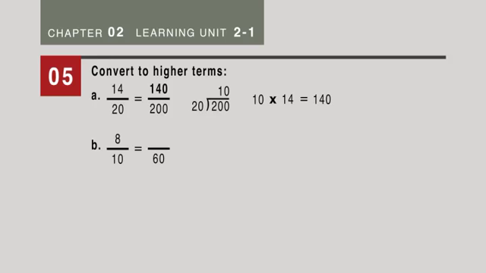Then we have 8 over 10. We're going to convert it to what over 60? So we take our 10, divide it into our 60, and we have 6. Then we look at the 6, we multiply it by the 8, that gives us 48. So our 8 over 10 actually is equivalent to 48 over 60.